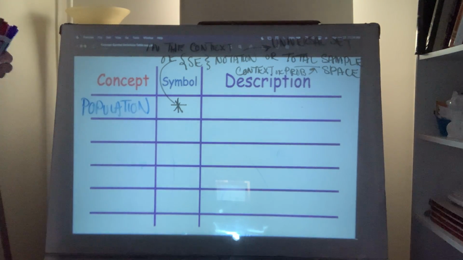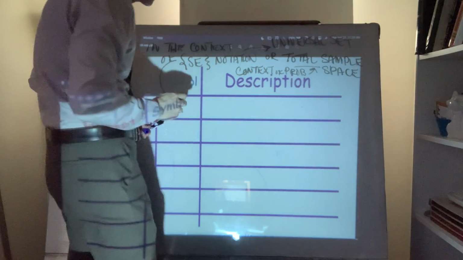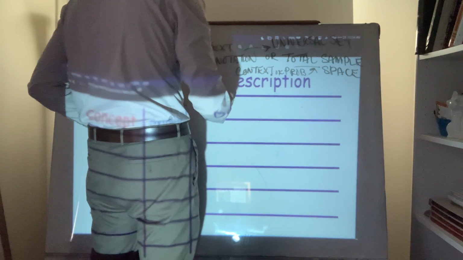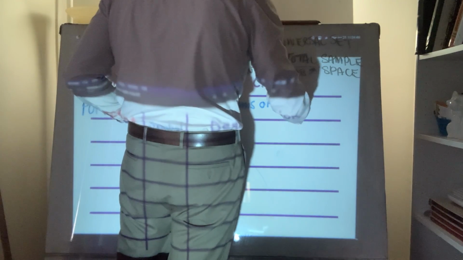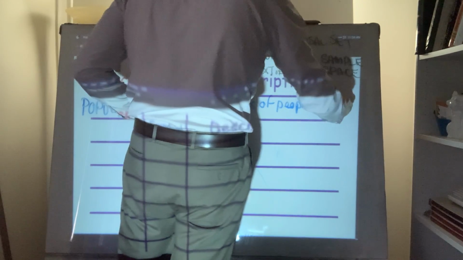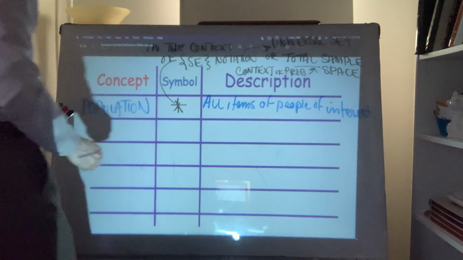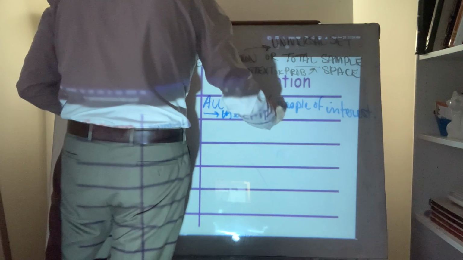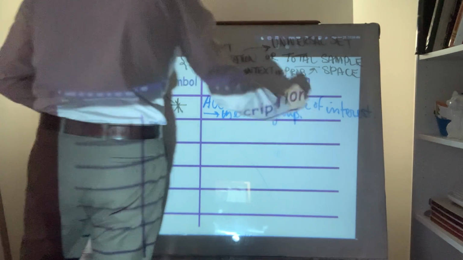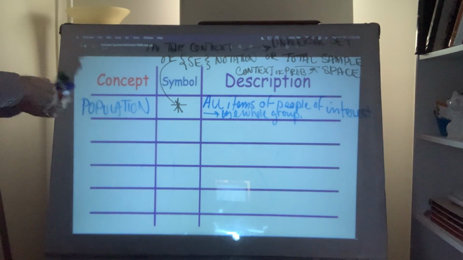For our purposes, the population is all items or people of interest. The whole, right? The whole group. All right. In contrast to that, a sample.